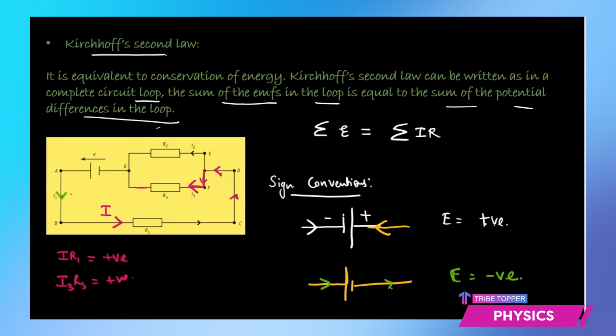But if you go from here, go up and towards the right, you are traversing the loop to the right, but the current is moving to the left, so the product I2R2 would be negative. So it depends on in which direction you are traversing the loop and in which direction the current is flowing. If both are the same, the product IR would be positive. If they are opposite, the product IR would be negative.